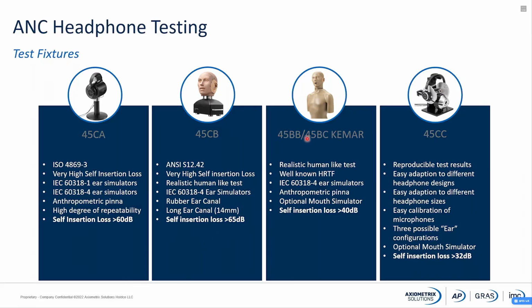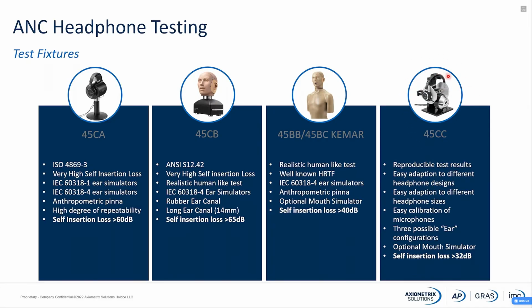Then we have the KEMAR. The KEMAR is a head and torso simulator. So we have a very realistic human-like test fixture with a very well-known head-related transfer function. It will affect the sound field in a similar way that a human person would. So this might be important for some of the users. We can also configure this test fixture with a mouth simulator if we want to test the microphone parts of a headset. But the thing to consider is that the self-insertion loss is a bit lower than the fixtures we have seen before.